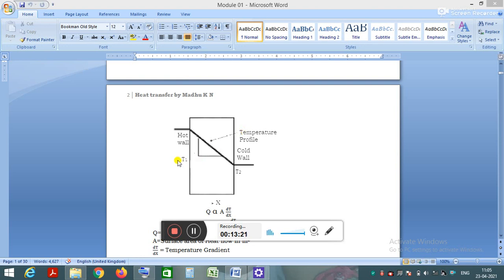Here let us assume the heat is transferring from left to right side. The rate of heat transfer means the amount of heat which is transferred from left to right through this wall, through this solid material, is directly proportional. Here you can see the equation.